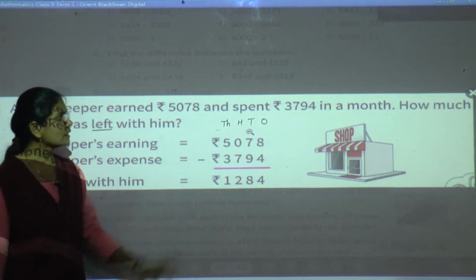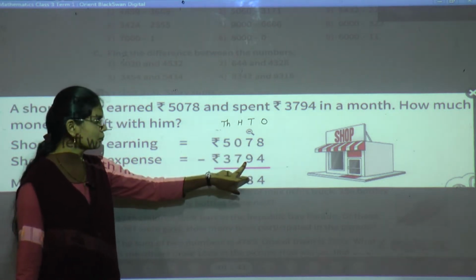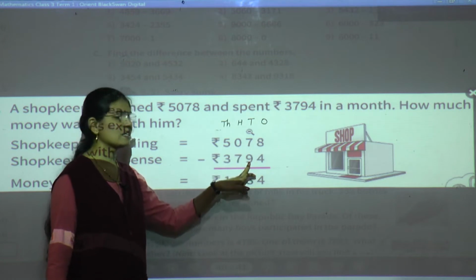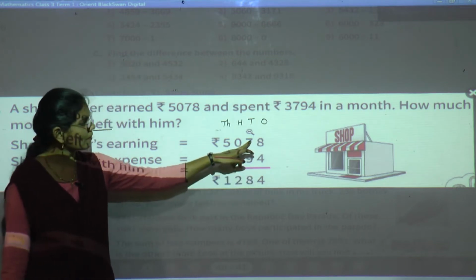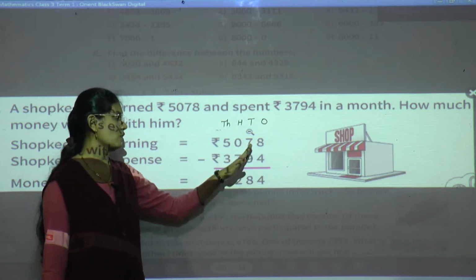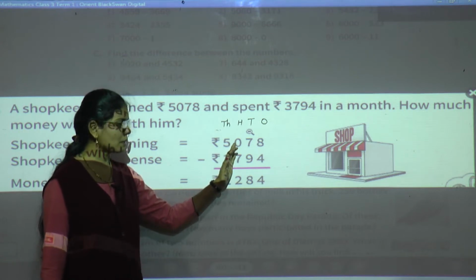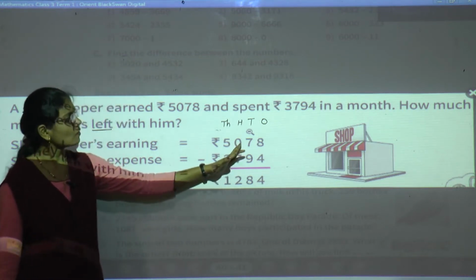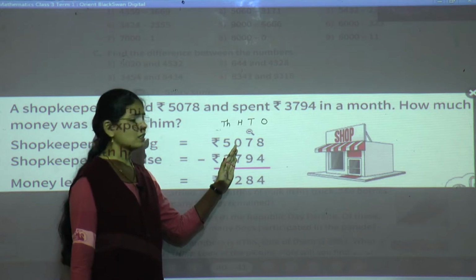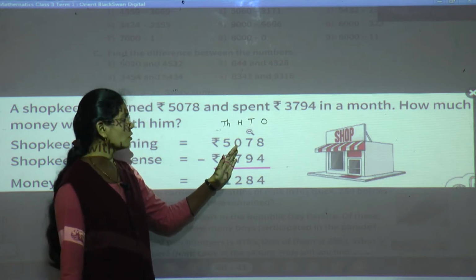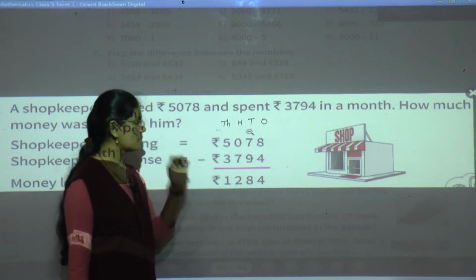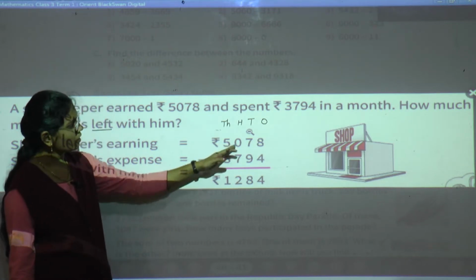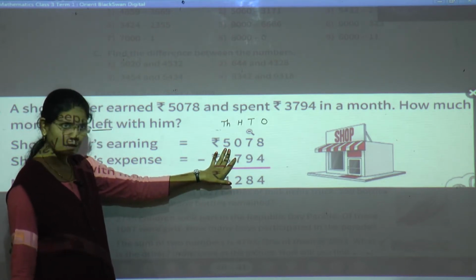Then we will move to the tens place. Here 7 is there, here 9 is there. 7 minus 9 we can't do. Why? Because 7 is smaller than 9. So we will go to the neighbor. Who is the neighbor of tens? Hundreds is the neighbor of tens. But see, the hundreds place is already 0. So again we will go to the next neighbor. Now who is the next neighbor of hundreds? Thousands is the neighbor of hundreds.